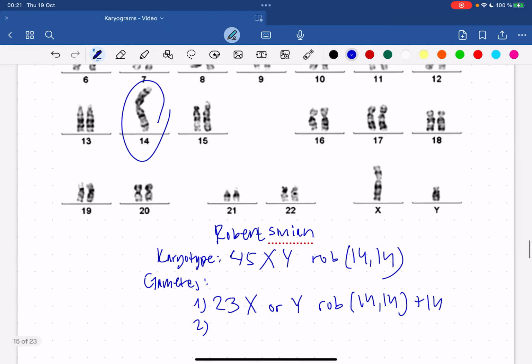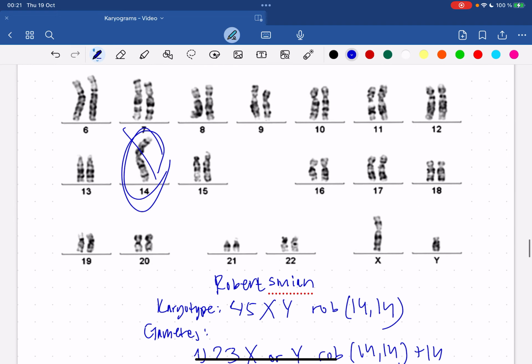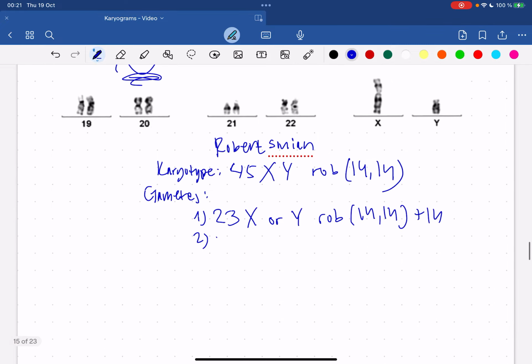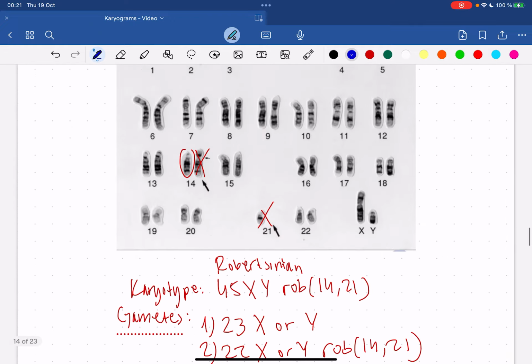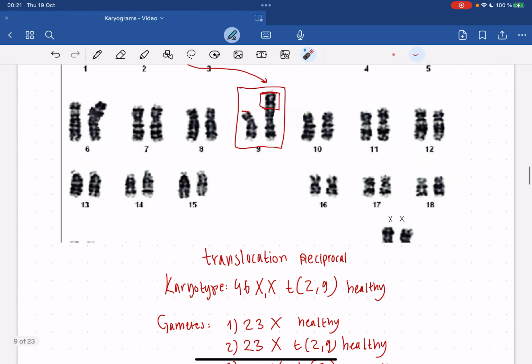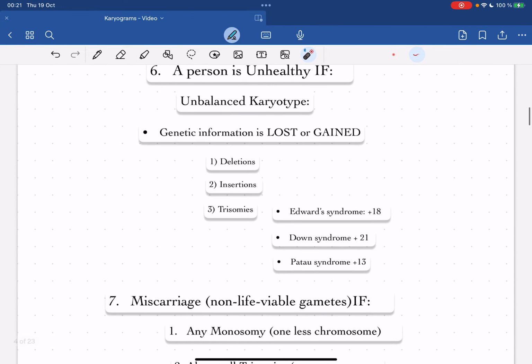Okay, 2 would be if we don't take this one. So if we don't take it, we're going to actually have a monosomy because we have an empty slot here. So it would be 22X or Y minus 14. And that would be a miscarriage. What would be plus 14? If you remember, the only viable trisomies or pluses are Edwards syndrome 18, 21, and 13.